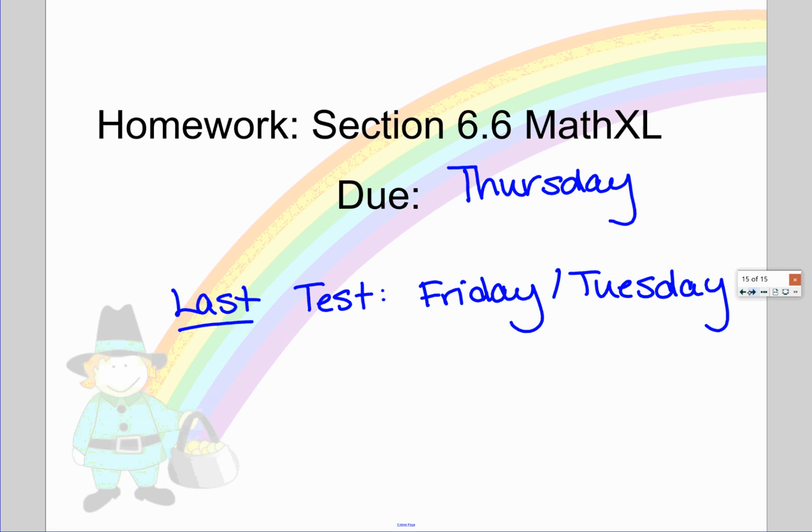I am making myself available before school both days of the test. So Friday before school starting at 7, and then Tuesday before school starting at 7, I will be here. So you can call it a study session or just come in and ask extra questions, whatever you want to do. I'll be around both of those days if you want to plan on it, if you feel like you need any extra review, especially because it's our last test. Okay? Good? All right, so the rest of the period is yours.